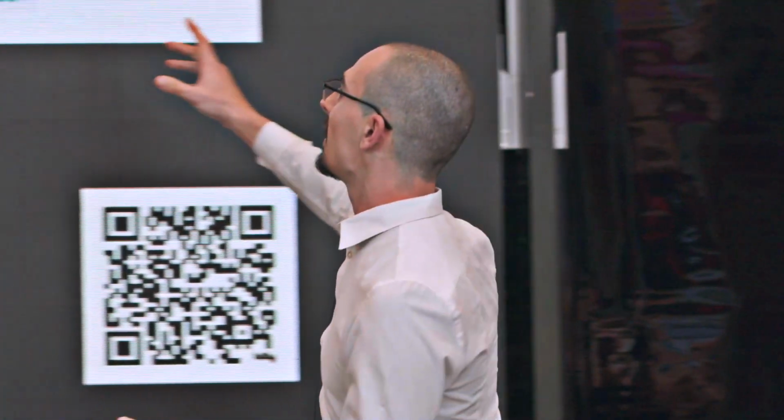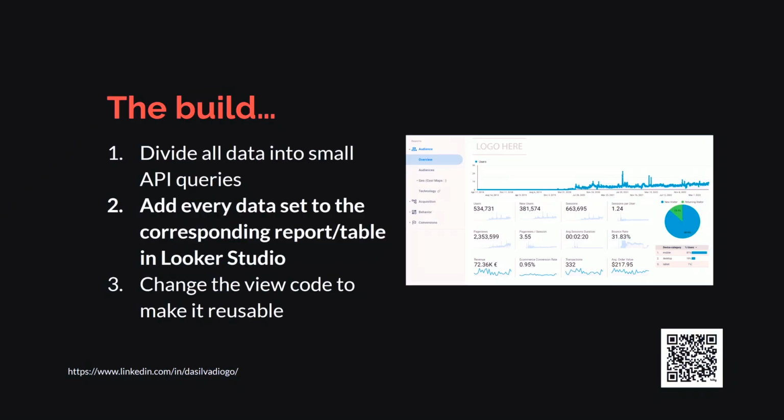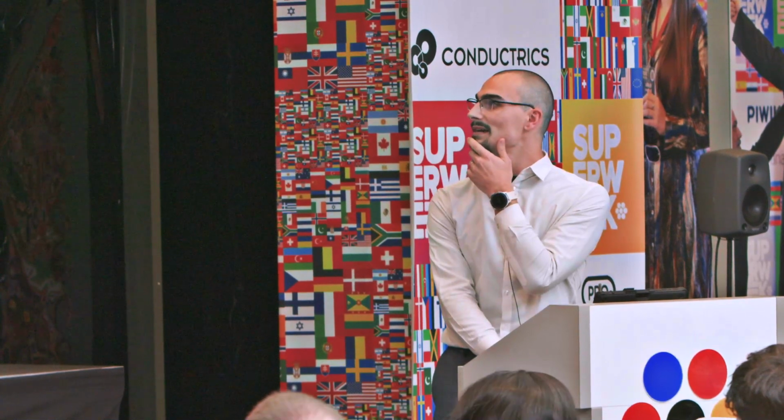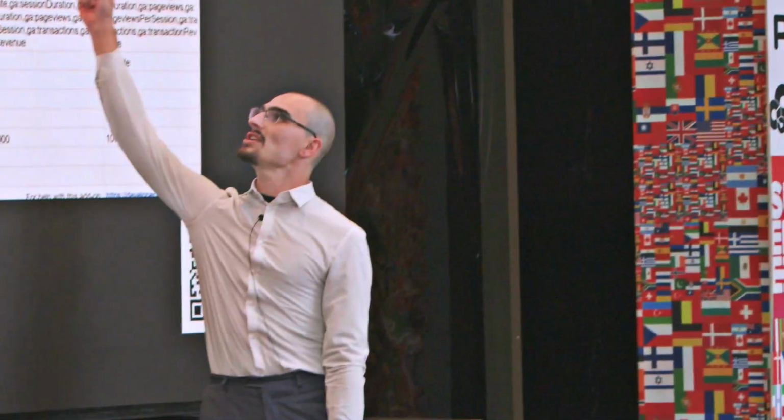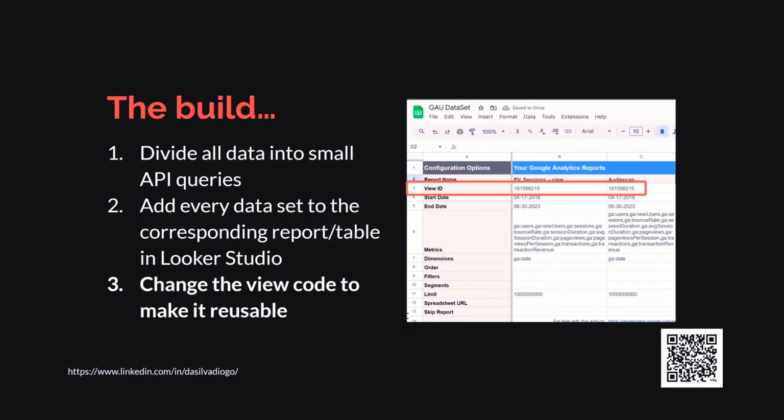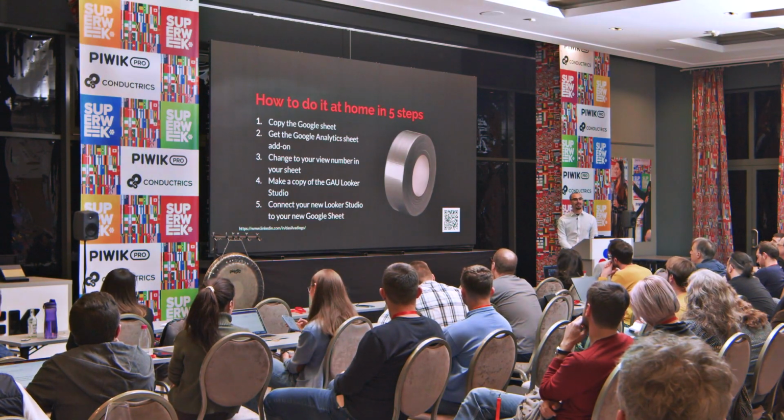Then I created a template in Looker Studio, and the information is all there for us to view, filter, and mess with if we want, once GAU is off the market. So this is the template, and the idea is that you'll be able to copy it and use it as you want without paying anything for it. All you need to do is change the view ID to the view ID of your own property, and reconnect the Looker Studio to the new Google Sheets, and that should work. Actually, it does work. I've done it.